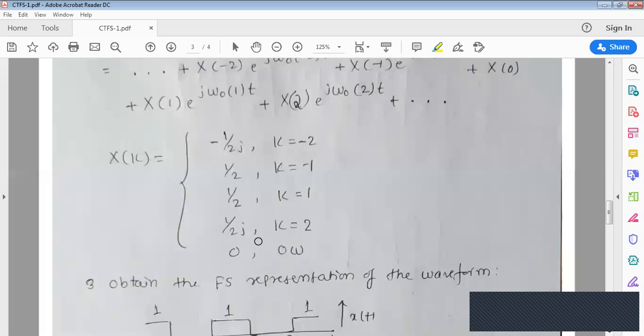So you can plot the magnitude and the phase variation for this one. At k equal to minus 1, plot 1 by 2, k equal to plus 1, you plot 1 by 2, and k equal to 2, again 1 by 2, k equal to minus 2, also it is 1 by 2. All the way plus 1, minus 1, plus 2, minus 2, it is 1 by 2 only, because absolute values are plotted. At 0 it is 0 only. So one cycle we can show in the plot of this one.